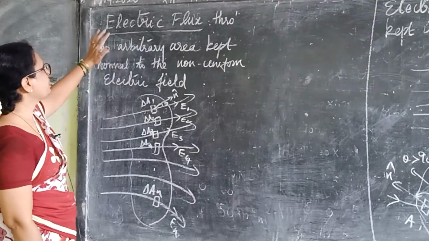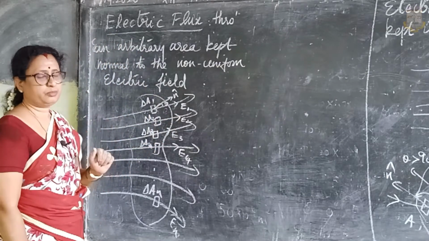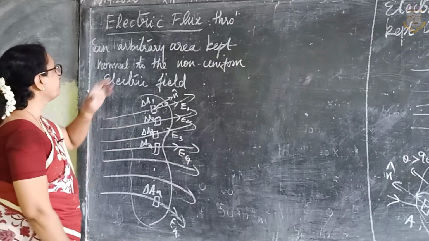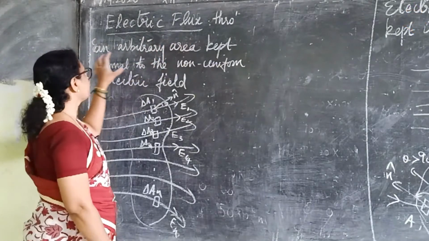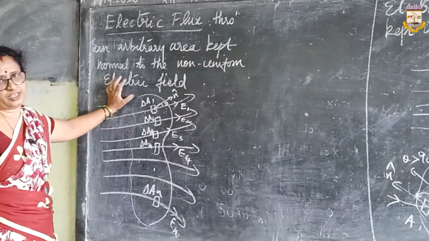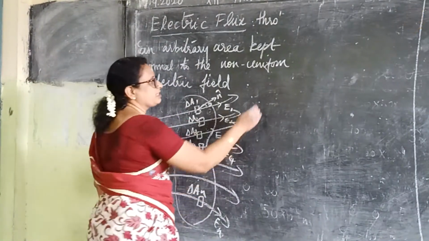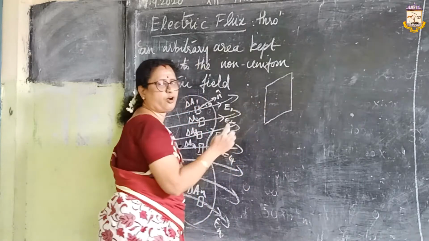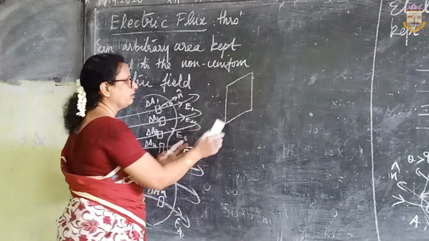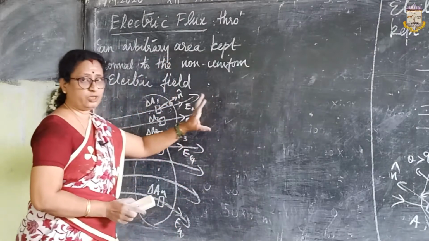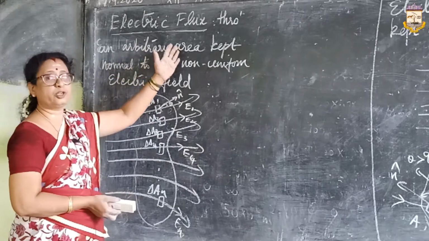Okay children, now we will see, till now we discussed only a uniform electric field, but at all times we won't have a uniform electric field. Now we will see the electric flux through an arbitrary area which is kept normal to the non-uniform electric field. What is this arbitrary area? In previous discussions we placed a rectangular area, a uniform rectangle or a square, any shaped area we can take. So in that we took a rectangularly shaped area, but every time the area may not have a regular shape.